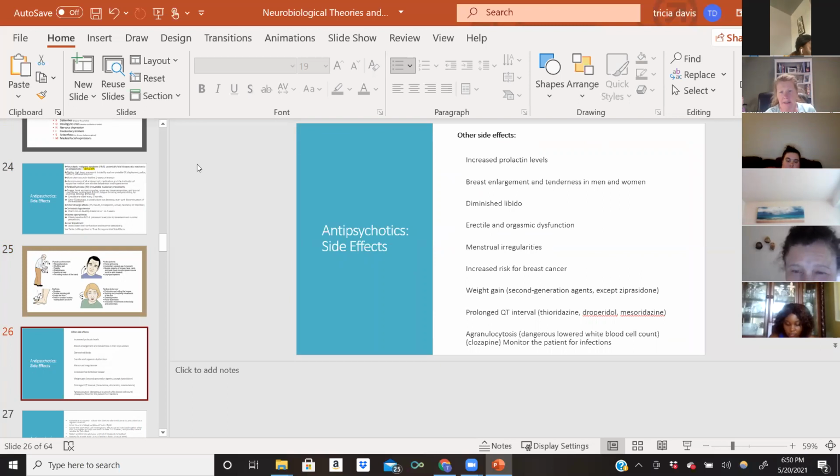So other side effects that we see, we could see increased prolactin levels, breast enlargement and tenderness in men and women, decreased libido. There can be erectile and orgasmic dysfunction, menstrual irregularities with some patients, an increased risk for breast cancer with some medications, weight gain. So we're going to see a lot of the second generation medications are known for weight gain, especially ziprasidone.